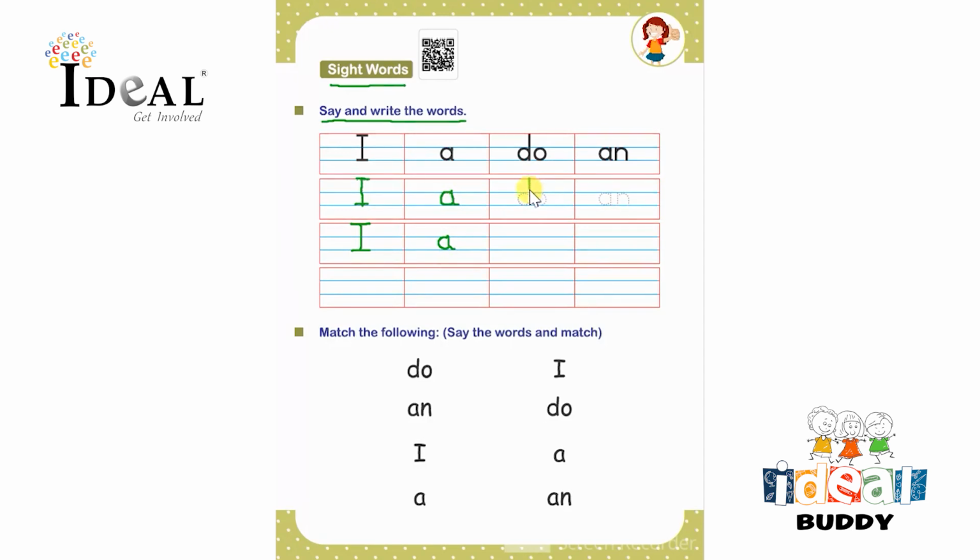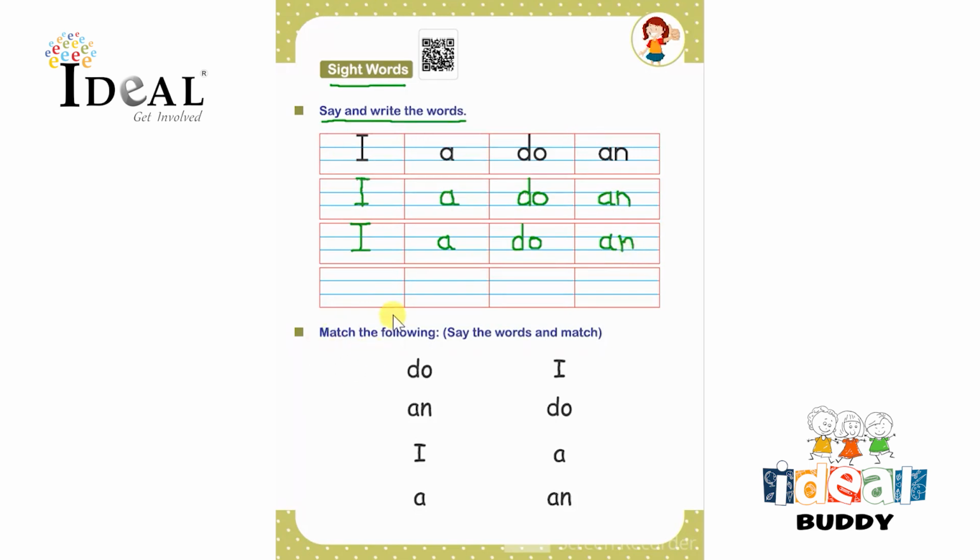The next word is do. Again they will follow the similar process, tracing and then writing the same. And the last word is N, A-N-N. First they will trace it and then they have to write the same on their own.